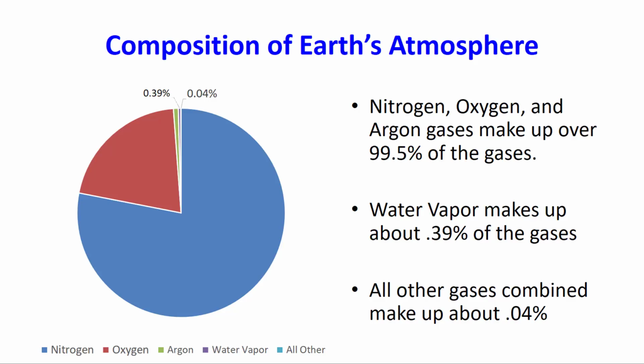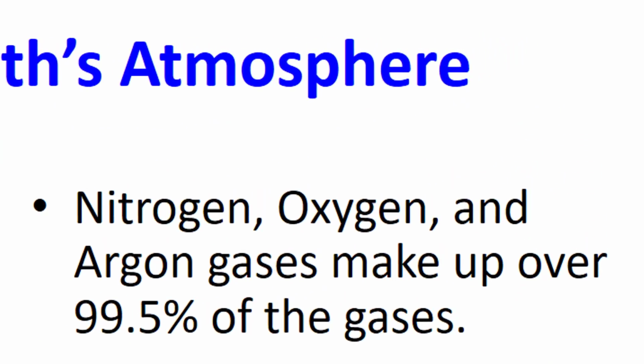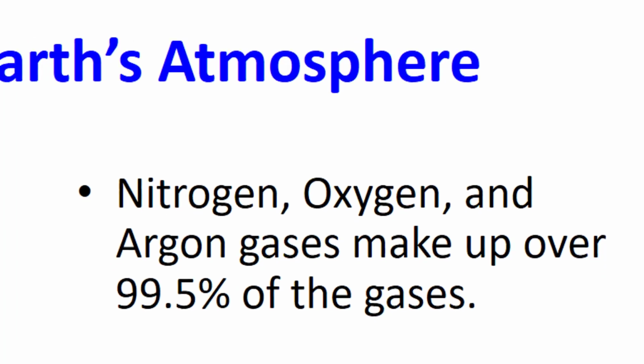So what is the atmosphere? It is made out of mostly three gases. Nitrogen gas, which is about 78% of all the air. Oxygen gas, which is about 21%. And argon gas, which is about 1%. All right, and all three of those combined make up 99.5% of the gases in the atmosphere.